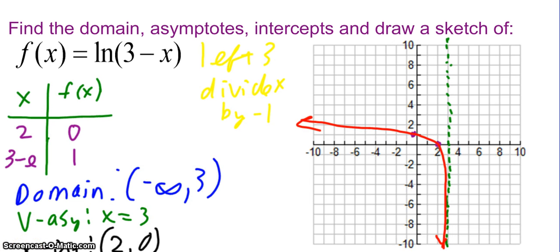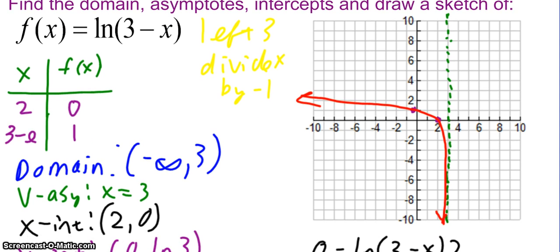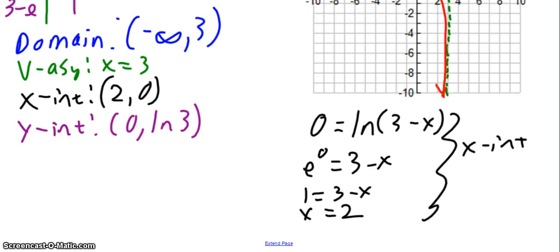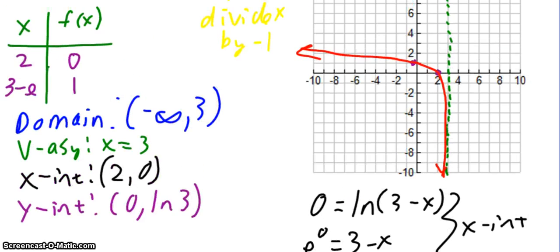Okay, so there's a few ways in which I can go about this. One, I can understand my transformations. This is going to shift left 3, and I'm going to divide the x values by a negative 1. Another is to find a couple of points. Well, what points do I want to look for? Well, I want to look for the x-intercept because it's a log graph. So if I change this into an exponential, I have my work over here on the right. If I make this 0, e to the 0 is 3 minus x, so then I end up with x equals 2. So that's a nice value.